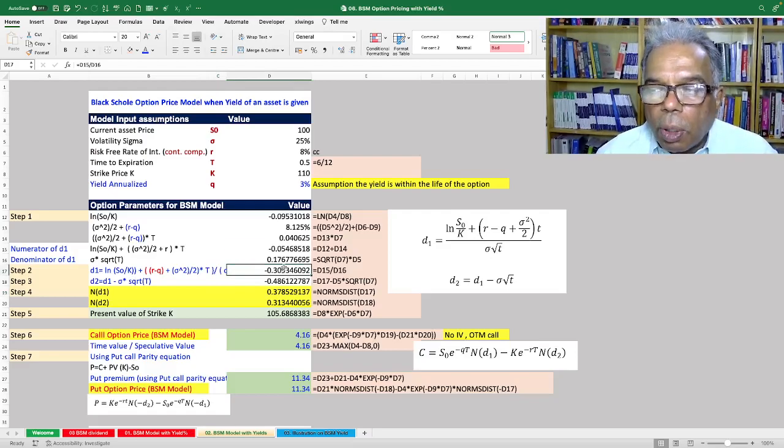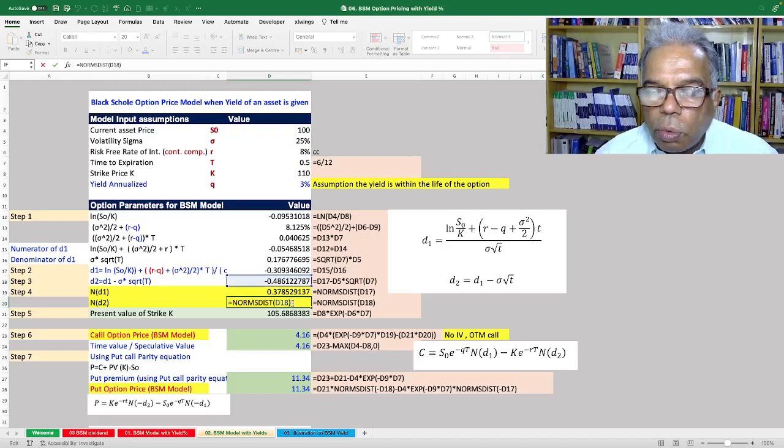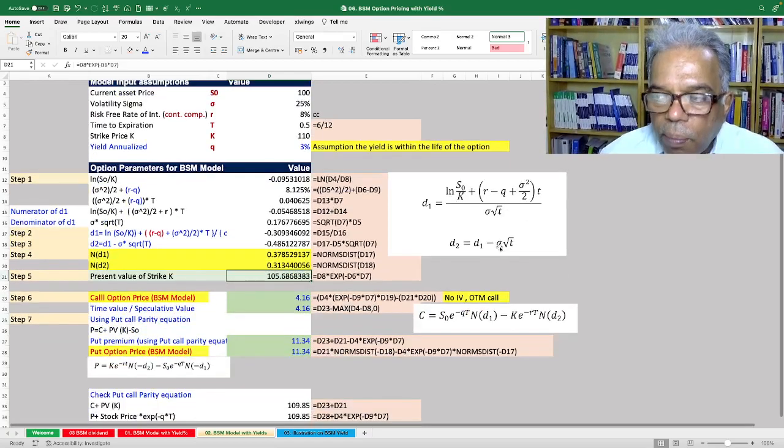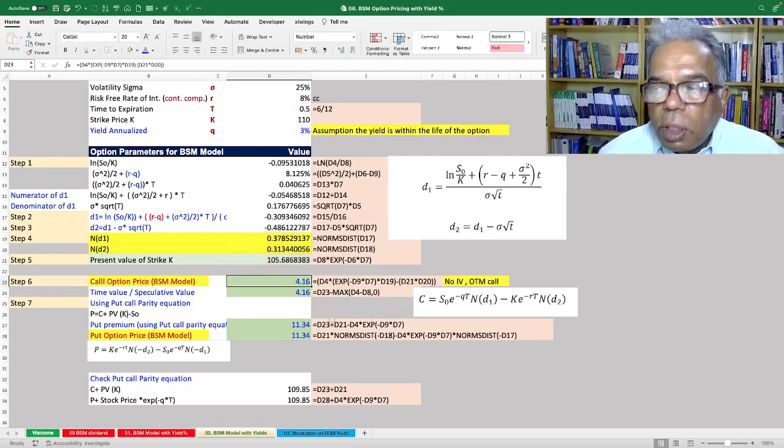Once you calculate D1 and D2, then calculate the normal distribution of D1, the normal distribution of D2, and the present value of K. There are no changes here. The one change is to subtract the annualized yield from the risk-free rate in the D1 calculation. Then calculate the call option price. Again we need to make a small adjustment here: the current index price is multiplied by exponential of minus Q times T, that is, the stock price is discounted with the yield. So the call price is S0 times e to the power minus QT times N(D1), minus the present value of K times N(D2). These are the two areas where we need to make adjustments.